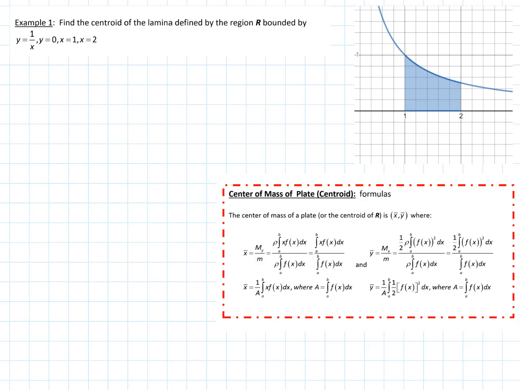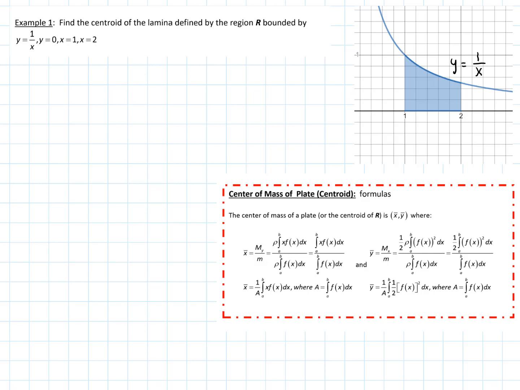For our first example of centers of mass, or centroids of a lamina, let's take a look at this particular region. So if we had y equals 1 over x, y equals 0, so the x-axis, and we're looking at it between the two vertical lines, x equals 1 and x equals 2. So I jumped over to Desmos and I graphed this y equals 1 over x, and I shaded the region that our lamina is being defined by.